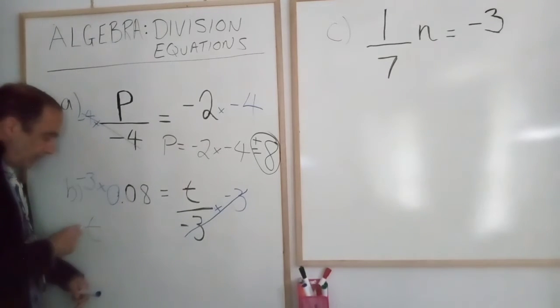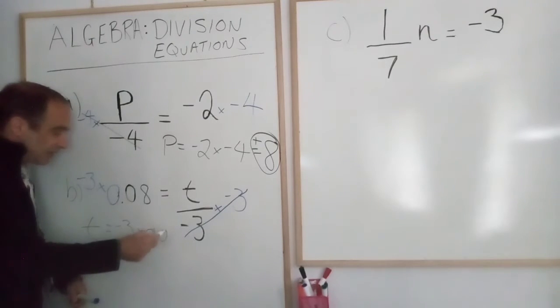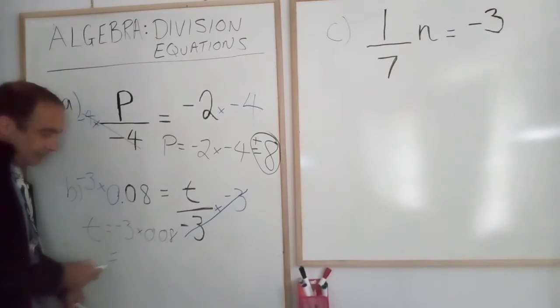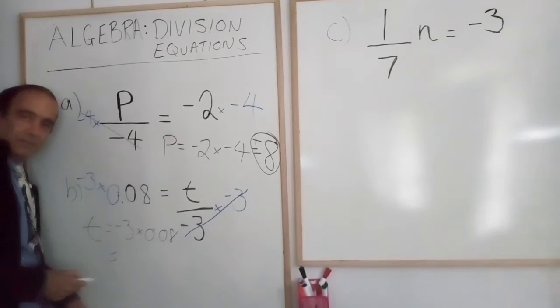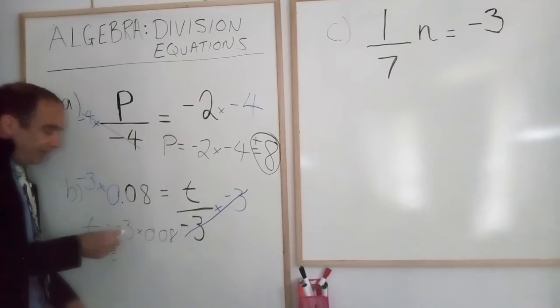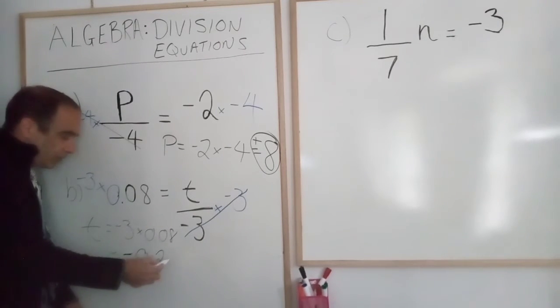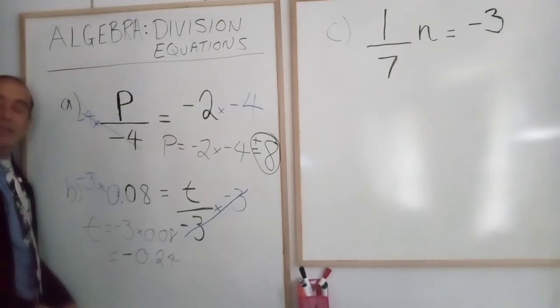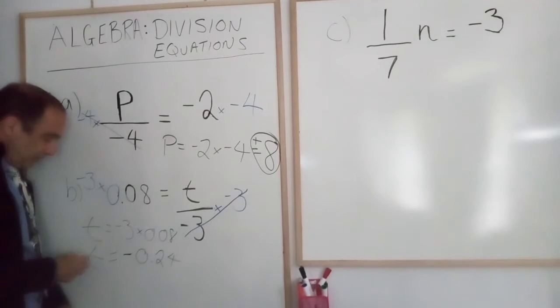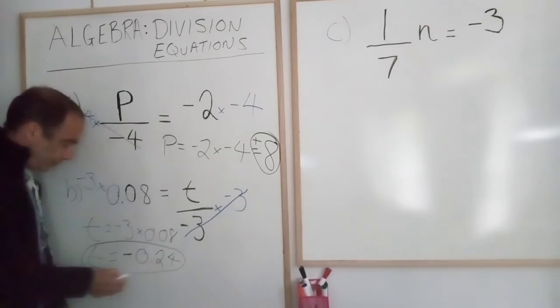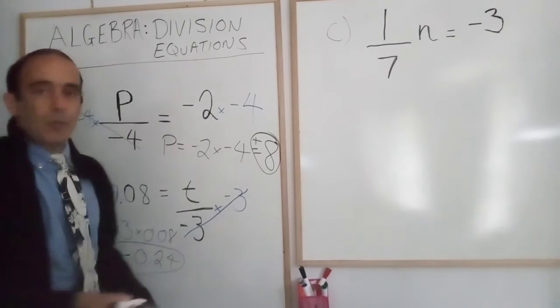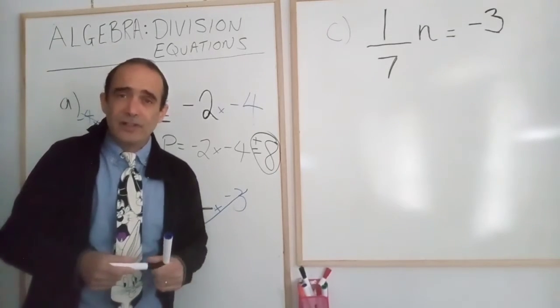And then t is equal to -3 times 0.08. A negative times a positive is a negative, and 3 times 0.08 is 0.24. So there you go, there's our answer. t is equal to -0.24.